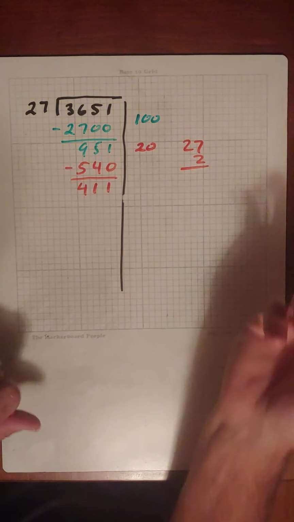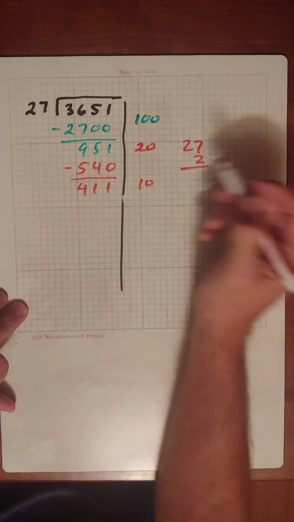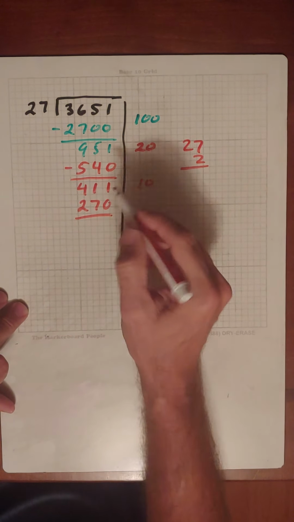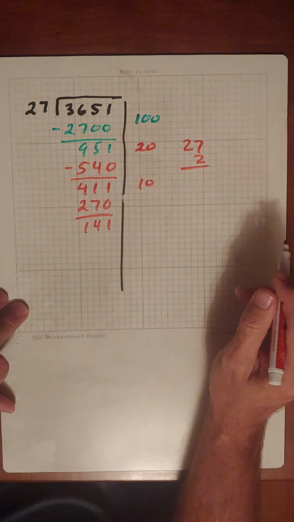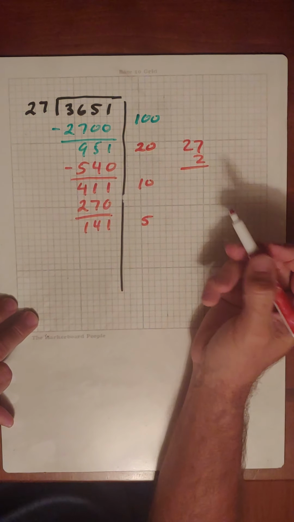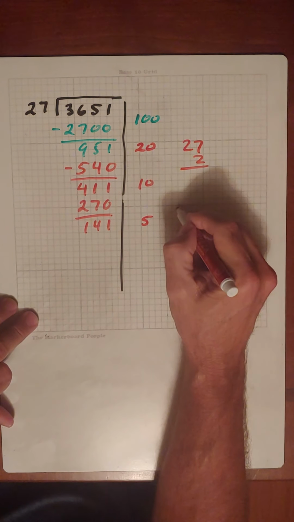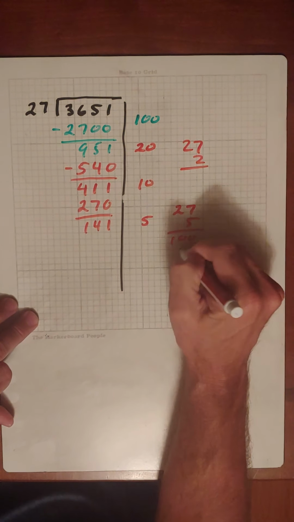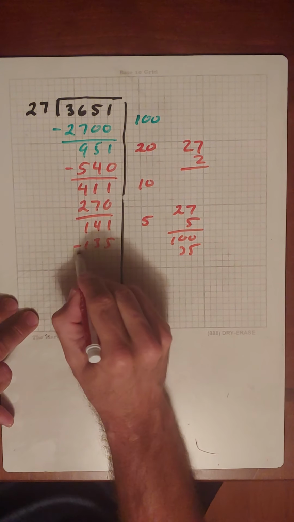All right. So now I definitely don't know 20 won't fit. So I'm probably going to do 10. So then that is 270. So that's 1, 4, 1, 141. Now I might do 5, right? Because obviously 10 won't fit. I don't know 5 times 27, so I'll do 27 times 5. That's 135, so 135. Subtract those.